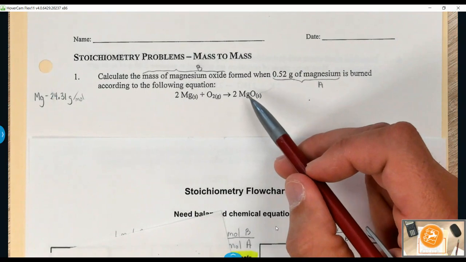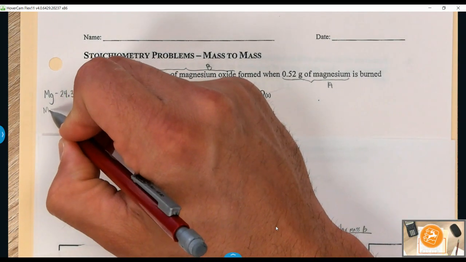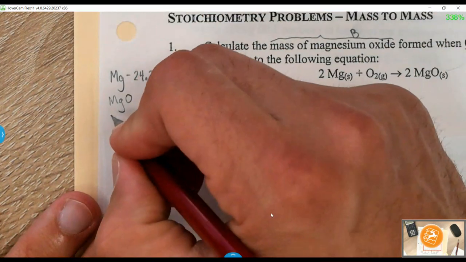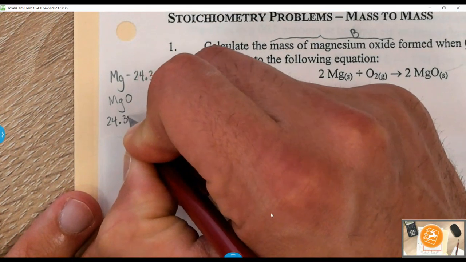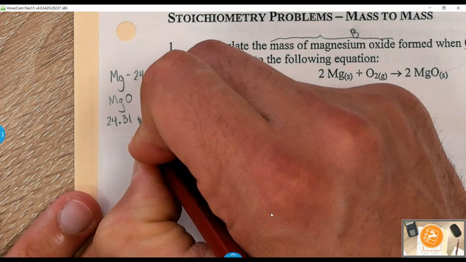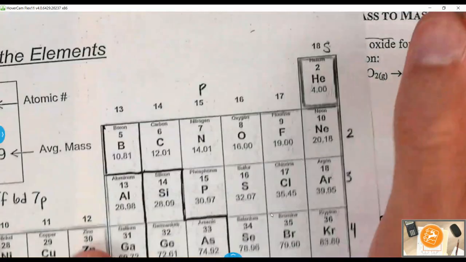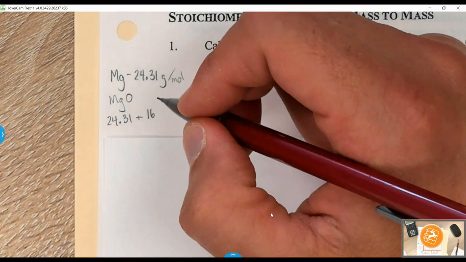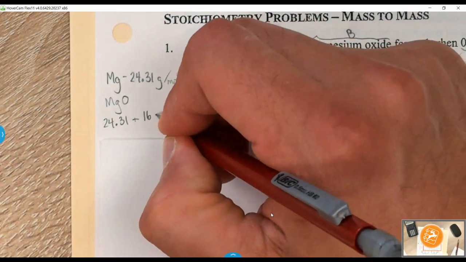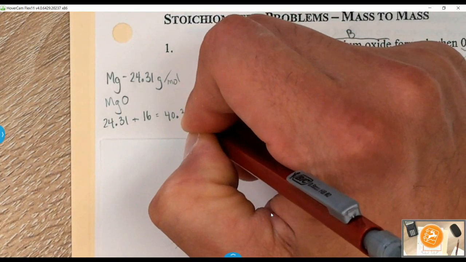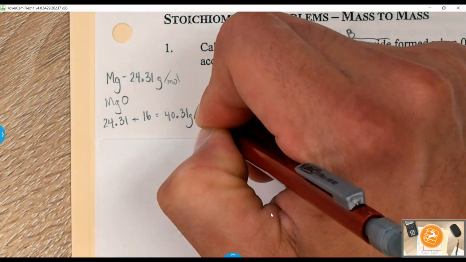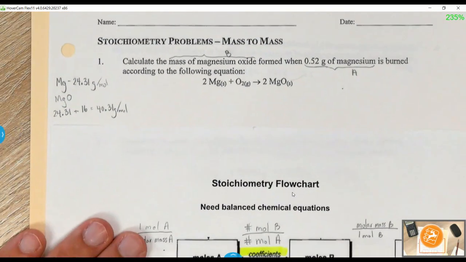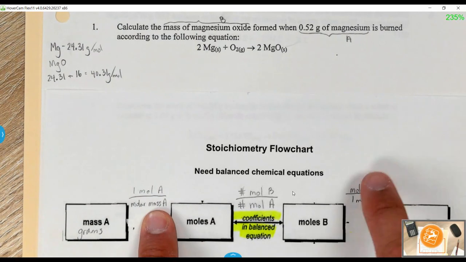And then the other thing is MgO, magnesium oxide. Well, we already know that magnesium is your 24.31. There's only one of them, so we don't need to multiply that by anything. And then oxygen, from the periodic table, is 16 grams per mole. Add that together, and we get an answer of 40.31 grams per mole. Why do we want those 2 things? Well, we already have them here, and we don't have to waste time now.